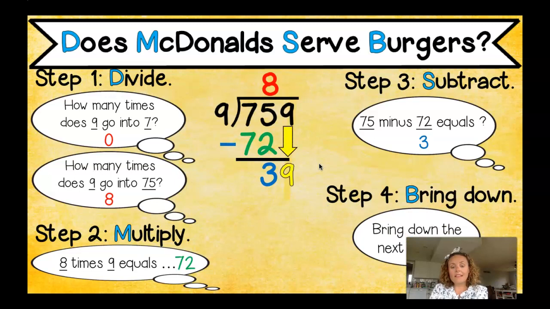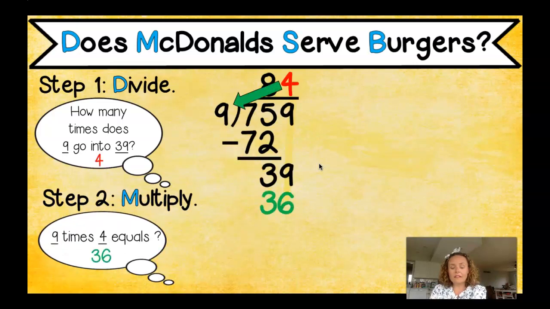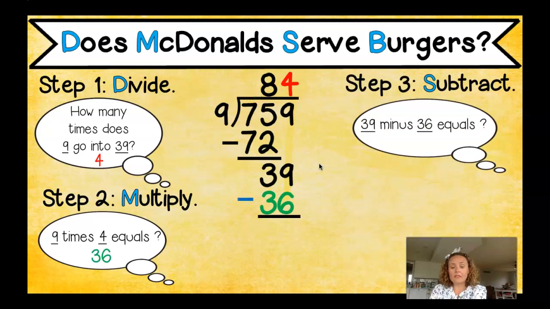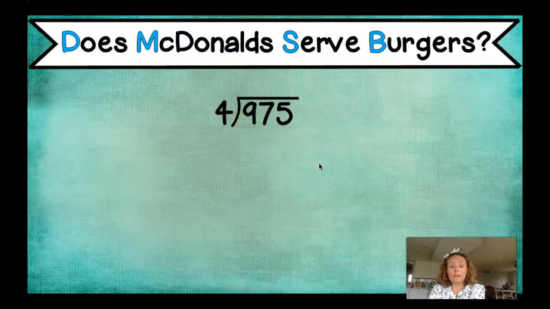Bring down your 9. 9 goes into 39. How many times? Well, 9 times 5 is 45. 9 times 4 is 36. Perfect. 39 minus 36, we're left with 3. There's nothing else to bring down, so that 3 is the remainder. Let's do one more. Pause the video, give it a shot, come on back.